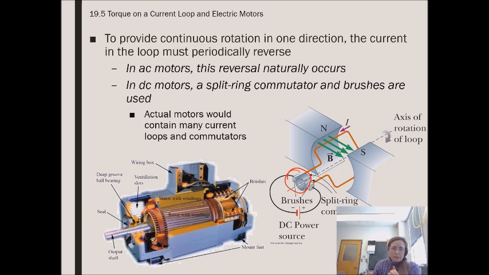So actual motors contain many, many loops instead of just the one. We just have the one pictured here, so you can hopefully get an idea of what happens in the magnetic field. But as you saw, a real motor has lots and lots of loops in it, thousands and thousands, in order to create the amount of torque that we desire to run your car, run a screwdriver, run all this equipment.